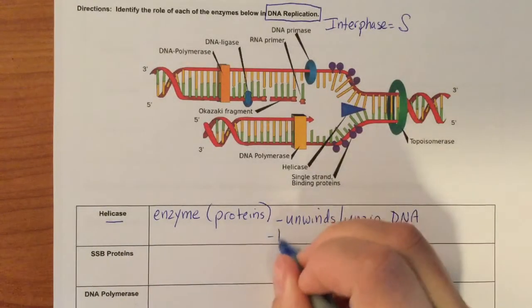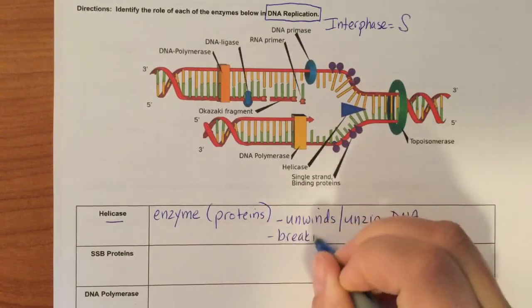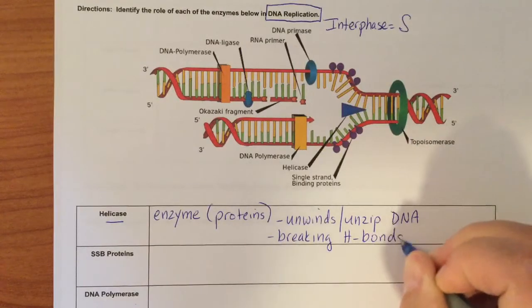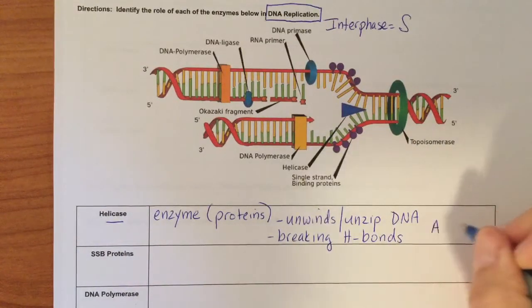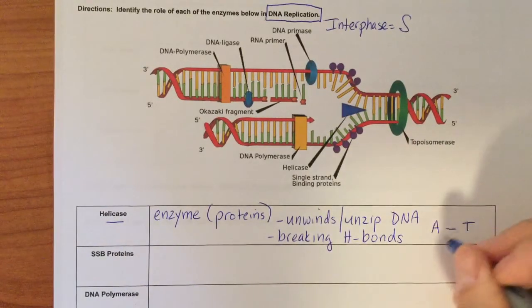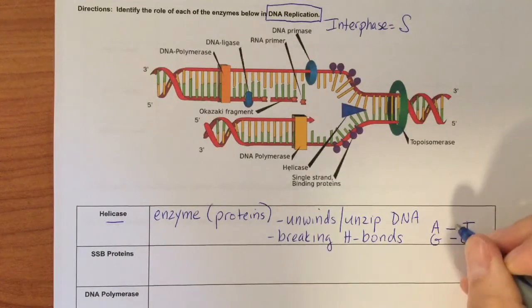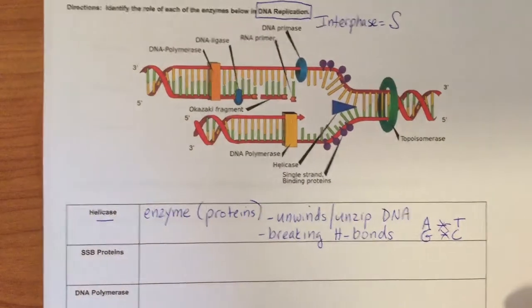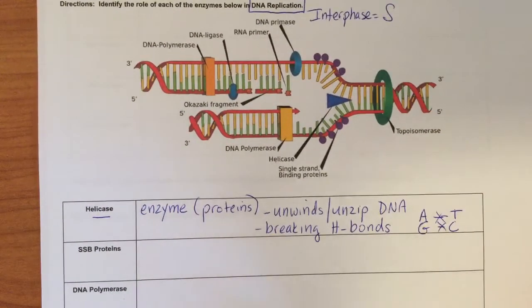And the way it does that is by breaking the hydrogen bonds that hold the two sides together. So for example, A is going to be bonded with T and G is going to be bonded with C, but helicase's job is to break those bonds. They weaken the bonds to the point where they break, and then that allows the DNA to start to unwind. So the helicase runs all along throughout, making that happen.